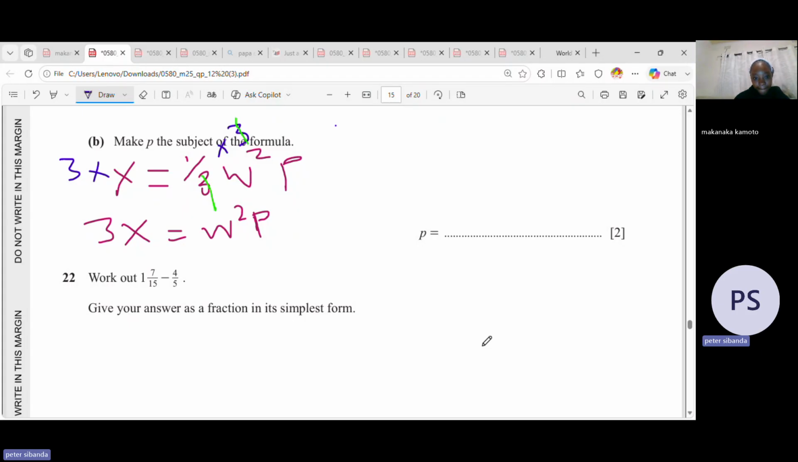So how do we get rid of that w squared since it is multiplying p?